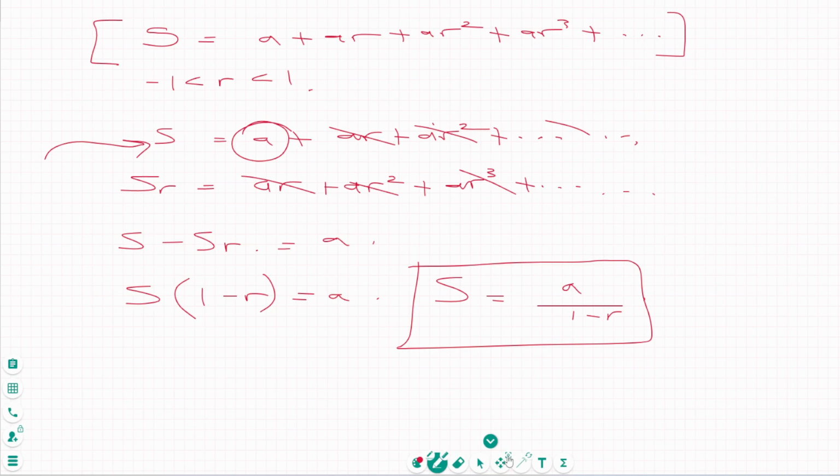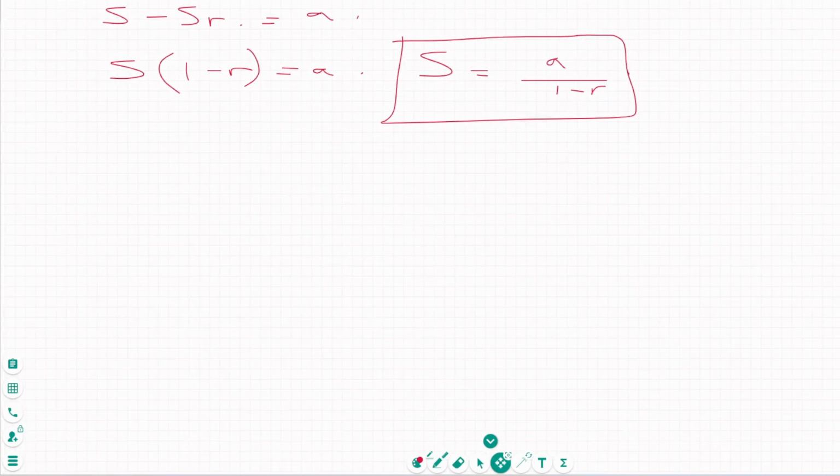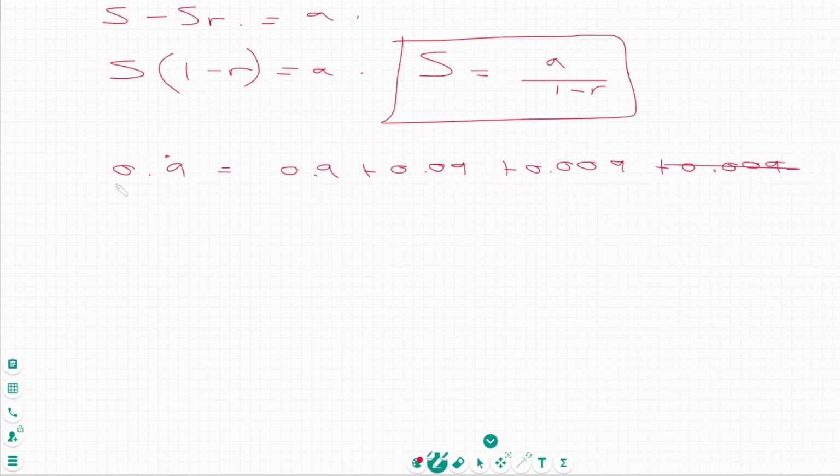So let's think about that in terms of 0.9 recurring. So 0.9 recurring is 0.9 plus 0.09 plus 0.009 plus... Oops. You know what I mean. And then that is 0.9 plus 0.9 times 1/10 plus 0.9 times 1/100 plus 0.9 times 1/1,000, and so on.